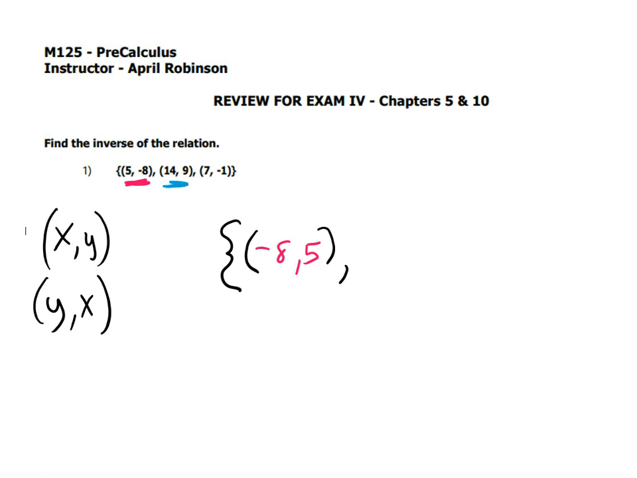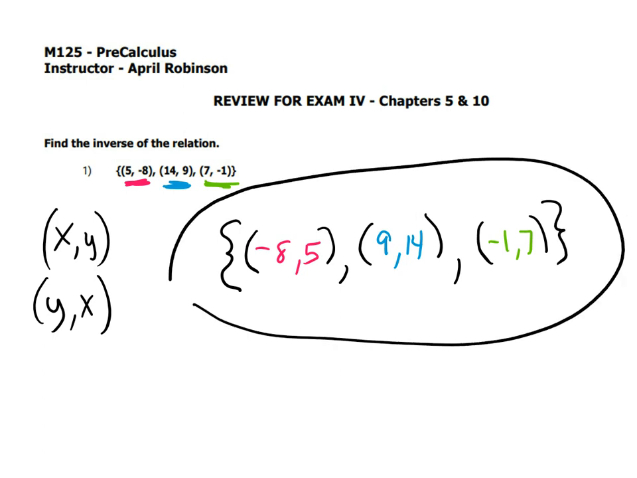And then this one becomes 14. Oops, I have to put that in blue. Instead of 14, 9, it's going to be 9, 14. And then, need another color. This one here is going to be, instead of 7, negative 1, it's negative 1, 7. And it's just that easy. All right, that's number one.